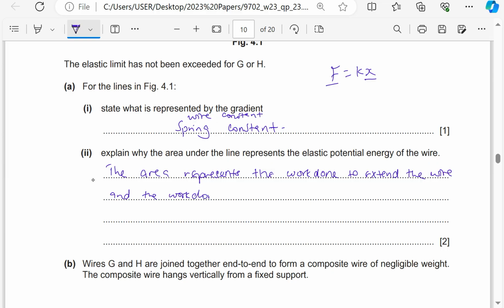The work done to extend or to stretch the wire is equal to the elastic potential energy. So because the area is the work done stretching the wire, and yet the work done is the elastic potential energy, it means the area will be equal to the elastic potential energy.